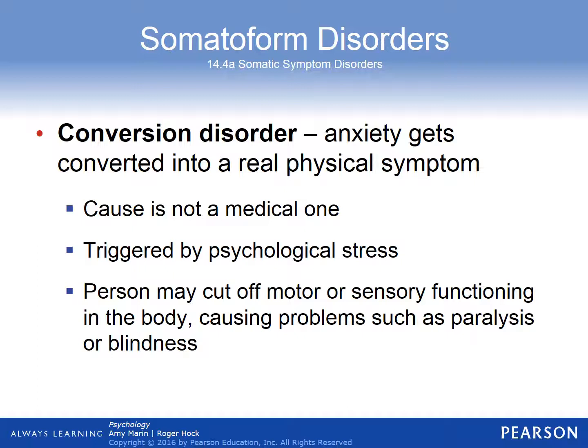Another somatoform disorder that's kind of the opposite of hypochondriasis is conversion disorder. This is when there is an actual physical problem, but the cause isn't medical. It's actually triggered psychologically. So you will see people who have some kind of psychological anxiety or stress, and they will actually cause themselves to become paralyzed or blind. So for all intents and purposes, they are blind. They cannot see. They need to be treated as a blind person. But there's no physical cause of that blindness. There's no physical cause of that paralysis.